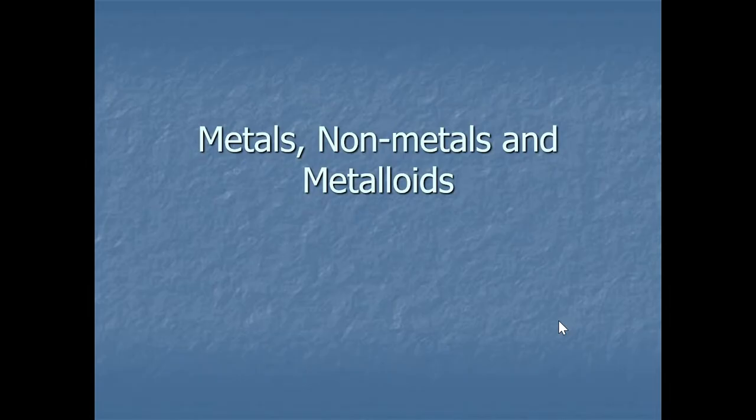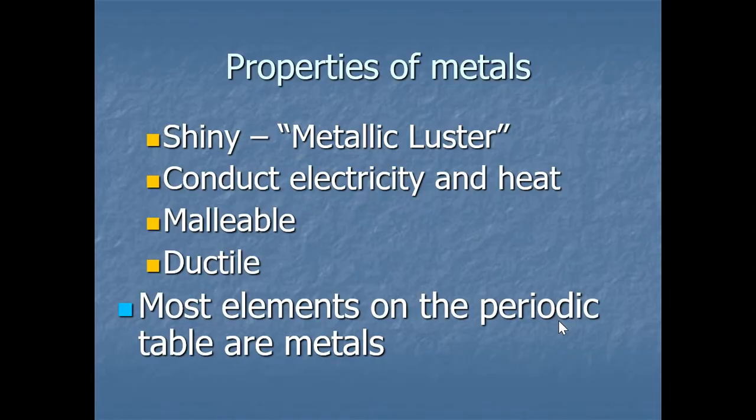I guess we need to identify what a metal is. A metal is any element that in its elemental state is shiny. The fancy word for shiny is metallic luster. We've always seen metal like chrome or copper or titanium or aluminum. They're shiny. That shininess is called metallic luster. It means if you can buff it, rub it smooth, it will appear shiny.